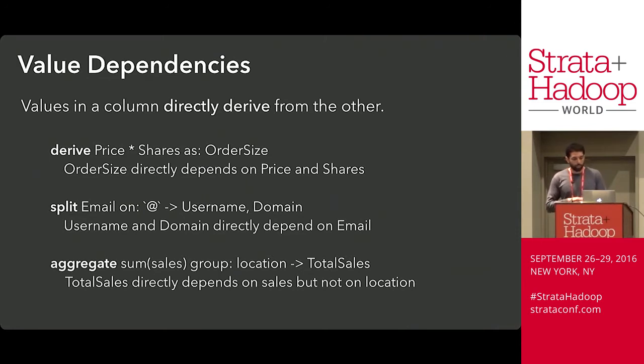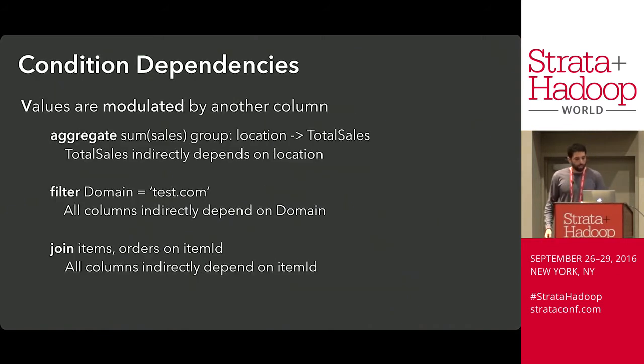And then in this last example, if we aggregate up and say take the sum of sales to produce a total sales column, total sales directly depends on sales because that is where the values are coming from, but it doesn't directly depend on location, where you're grouping up this data. But that dependency is important, and it obviously affects the output and the report, so we'll also want to track those. Those are what we call condition dependencies. The idea is that the values are changed or modulated by another column, but they're not directly coming from that value. Another way to think of it is if you deleted a value dependency, your script would in some sense just completely break.